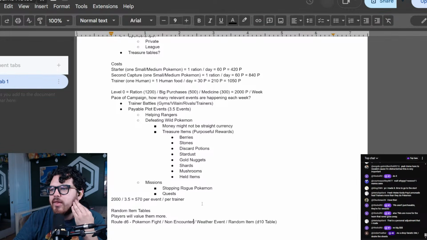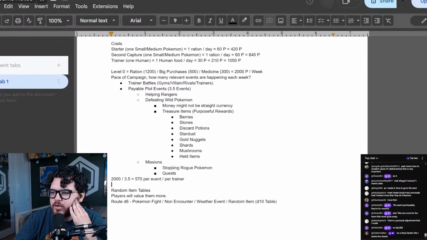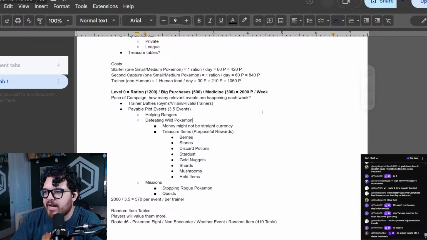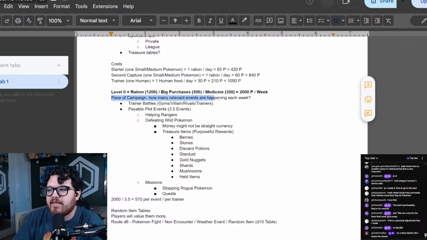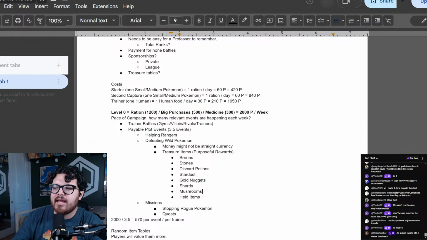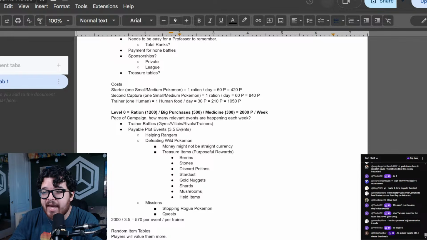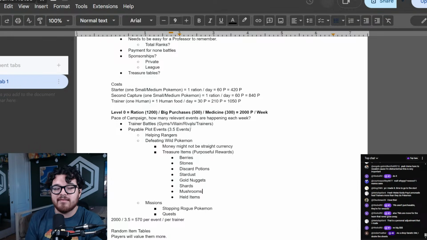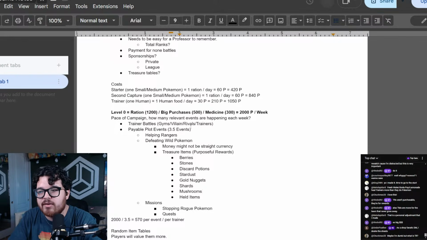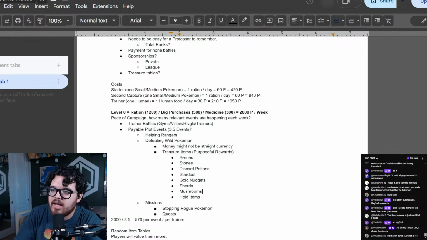But yeah, so that's sort of the idea, right? The way the economy should work should be based on how much a player should be earning each week. When I start looking at the pace of the campaign, how many relevant events are we having? All of this, what they're earning, assumes the standard 3.5 events a week. But if you're playing a higher paced campaign, and you're like, listen, this isn't going to be a weekly campaign, I want them to earn this much money daily, then the prices should just be affected by that. They should be multiplied. They should be changed.